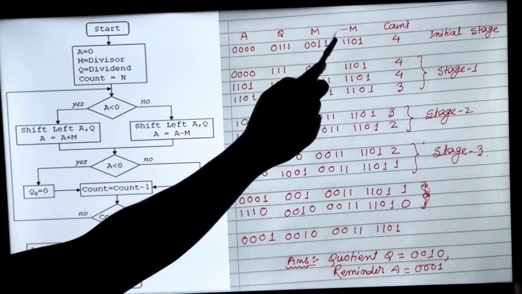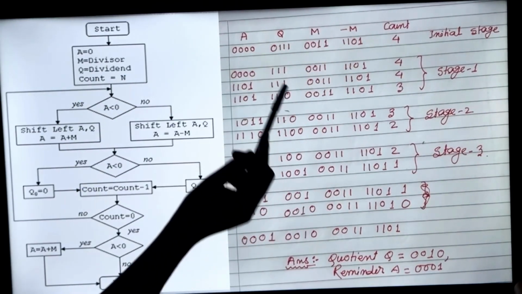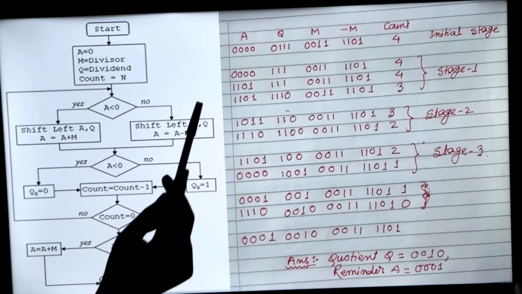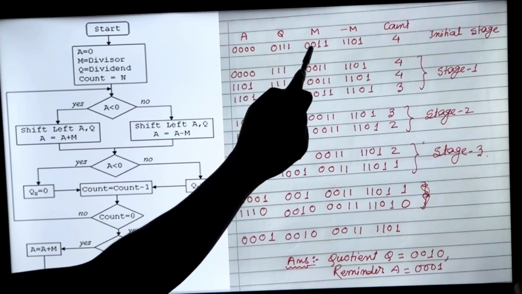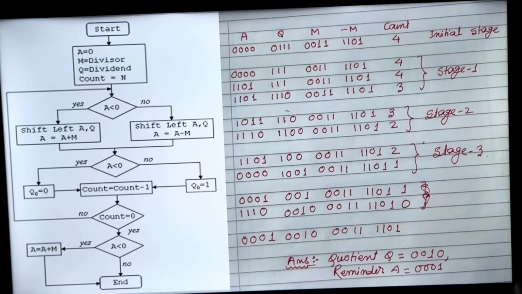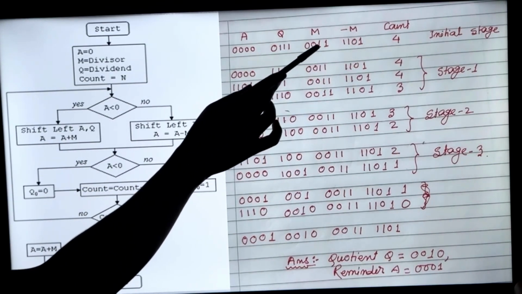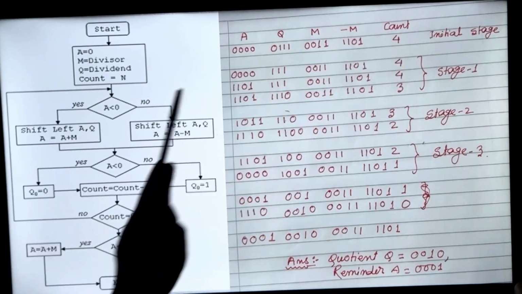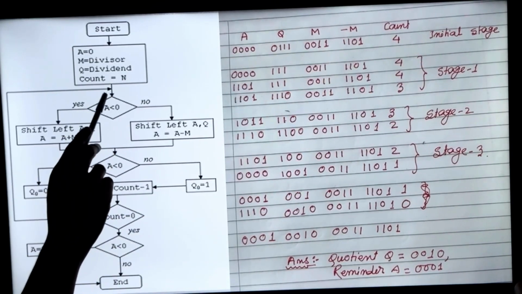Then minus M I am writing here only. You can note it down in some other place also. If this is M, this is minus M. How to get this minus M easily, we have already discussed in our video number 2. Please go back and watch it. And then count equals 4 because we are dealing with 4 bits. Initialization is done.